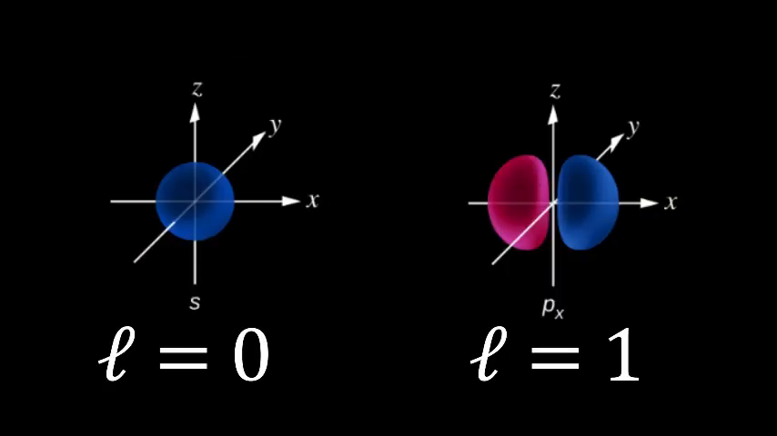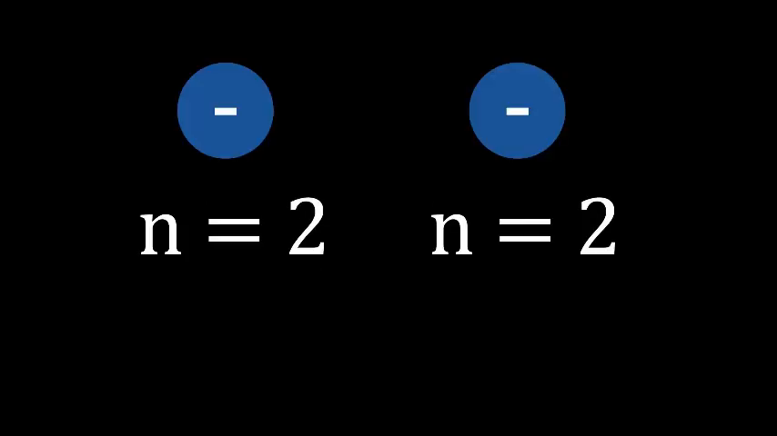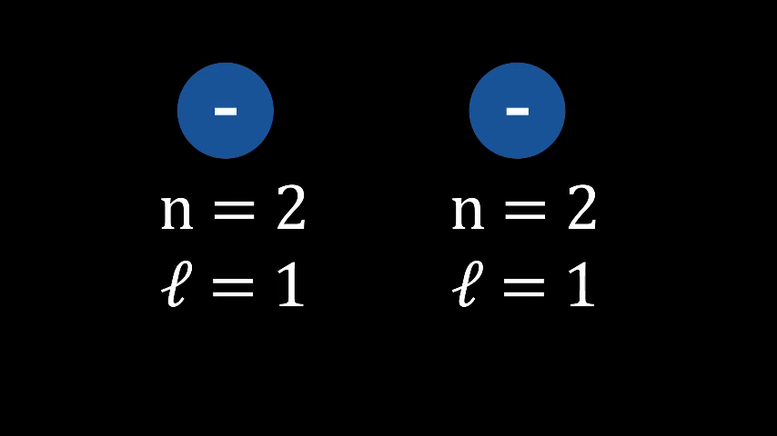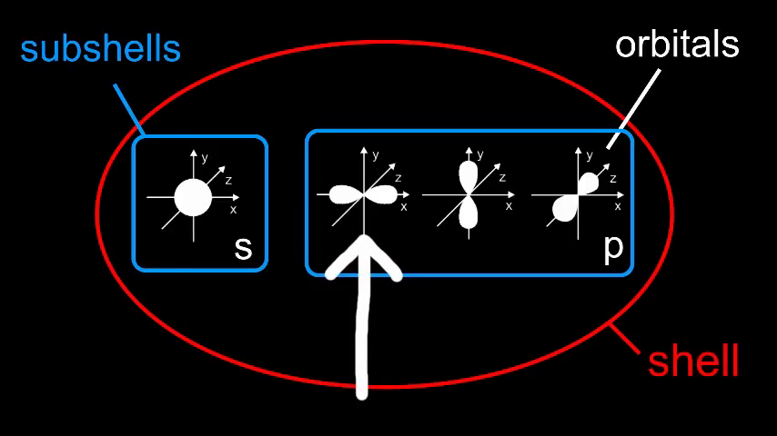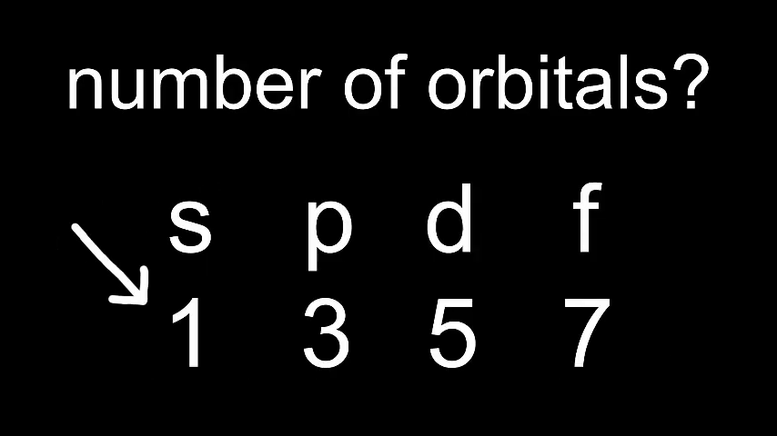l describes the shape, and ml the orientation of orbitals in a subshell. There are 4 subshells called s, p, d, and f. If electrons have the same l, they're in the same subshell. If electrons have the same n, l, and ml, they're in the same orbital. Also, the number of orbitals increases by 2 for every bigger subshell, starting at just 1 for s.